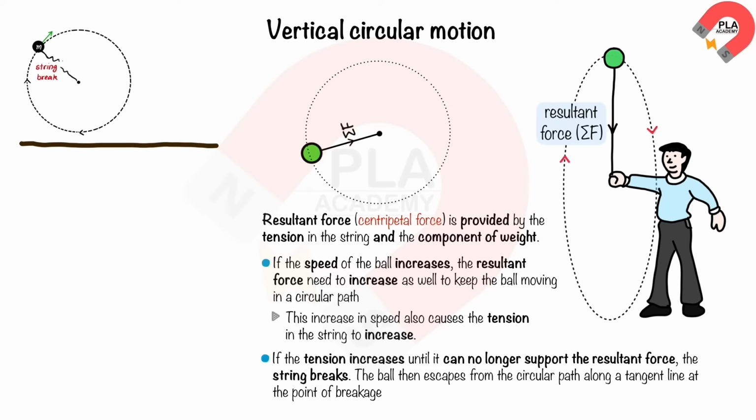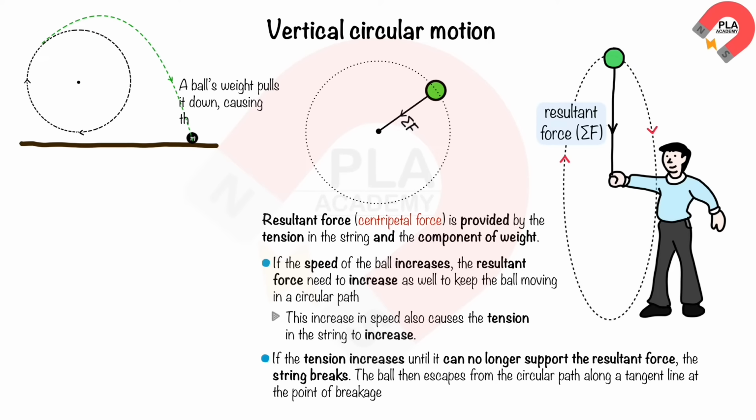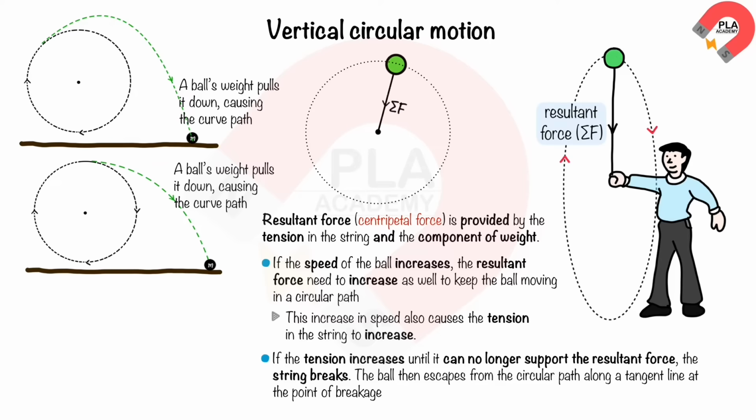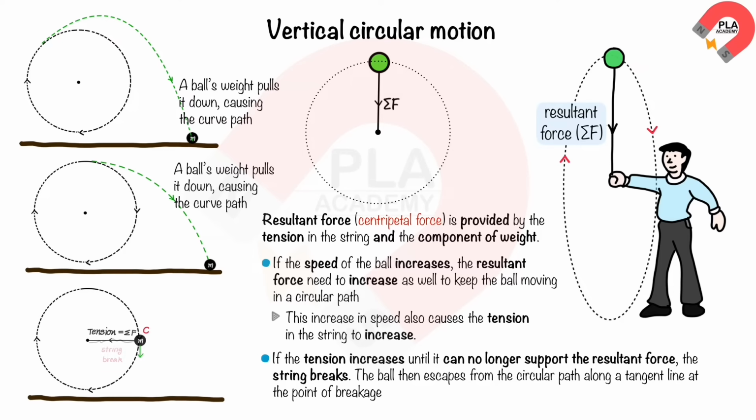If the string breaks at point A, the object escapes from the circular path along the tangent line at point A, and then it is pulled downward by its weight to the ground. This causes the travelling path to be a curve, as shown. If the string breaks at point B, the object escapes from the circular path along the tangent line at point B, and then it is pulled downward by its weight to the ground. This causes the travelling path to be a curve, as shown. If the string breaks at point C, the object escapes from the circular path as shown.